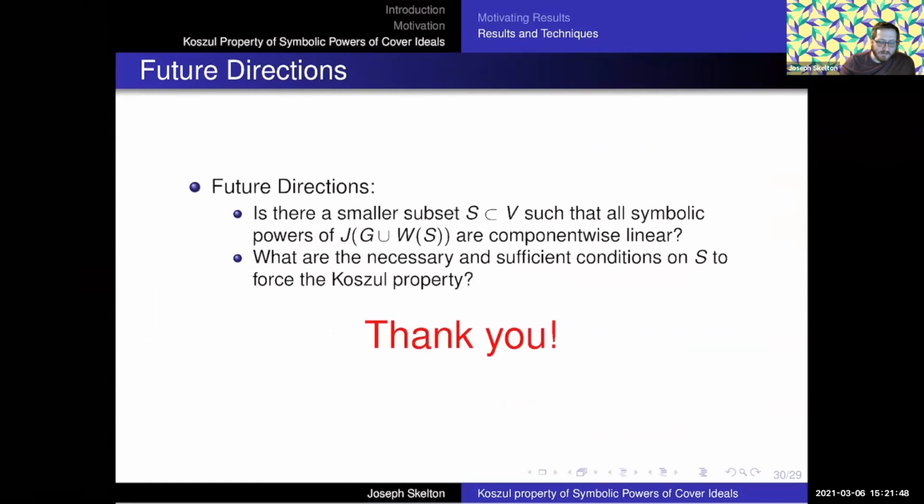So where I would like to take this is, if there's a smaller subset. There's some evidence of that for certain cycles. And what are necessary and sufficient conditions on S? I've gotten some necessary conditions, but I'd like some sufficient conditions as well. And that's all.